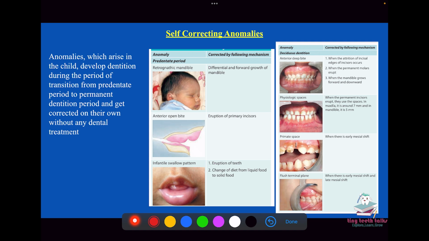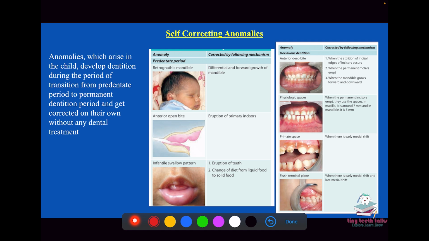Coming to the self-correcting anomalies. These anomalies arise in the developing dentition of the child during the period of transition from the predentate period to the permanent dentition period and get corrected on their own without any dental treatment. In the predentate period, there are three anomalies, corrected by the following mechanisms. First is a retrognathic mandible, which is corrected by the differential and forward growth of the mandible.